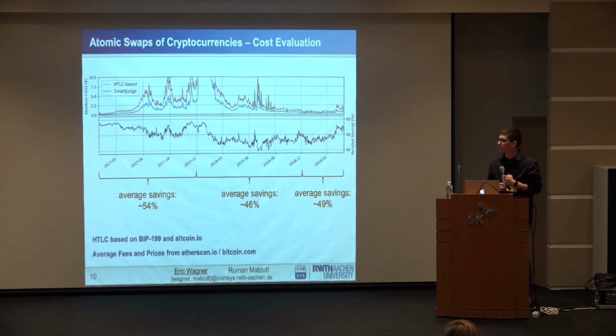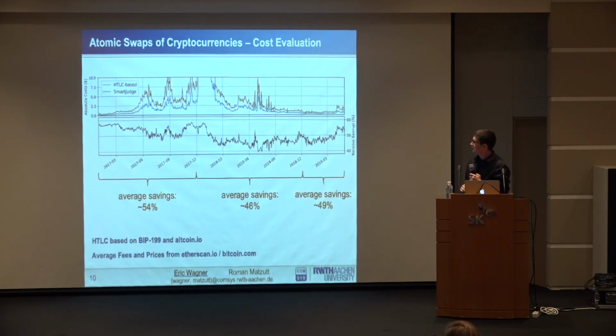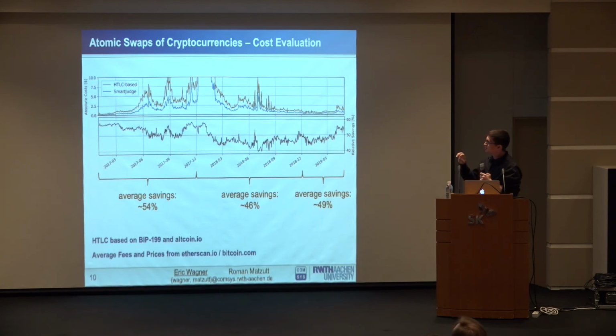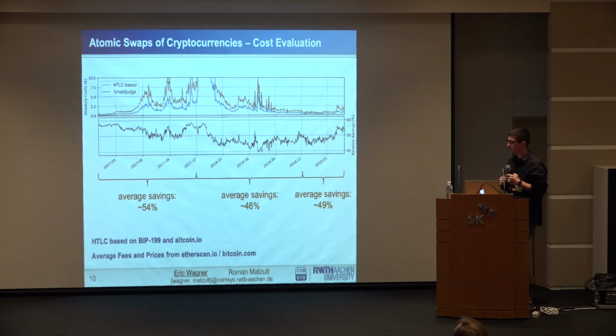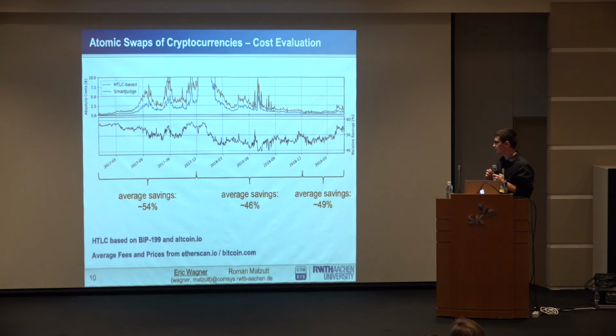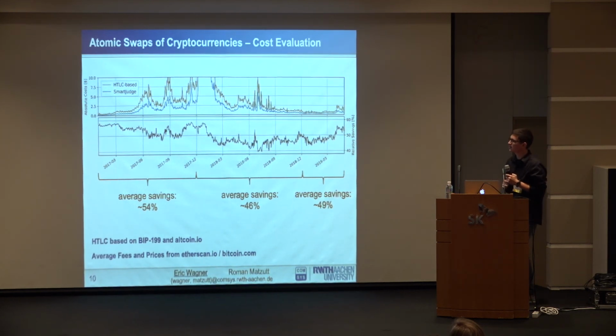So then we can look at the price. Here on the top graph, we see our approach in blue and the HTLC-based approach in orange. We just use Bitcoin Improvement Protocol 199 as the implementation for hash-time contracts on Bitcoin, and then the altcoin.io implementation for Ethereum to determine the prices.